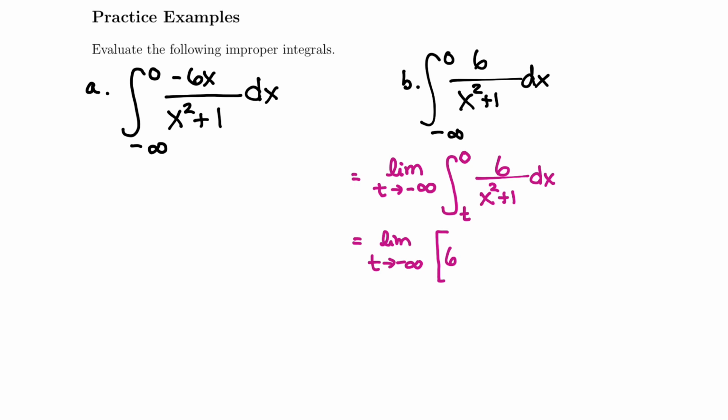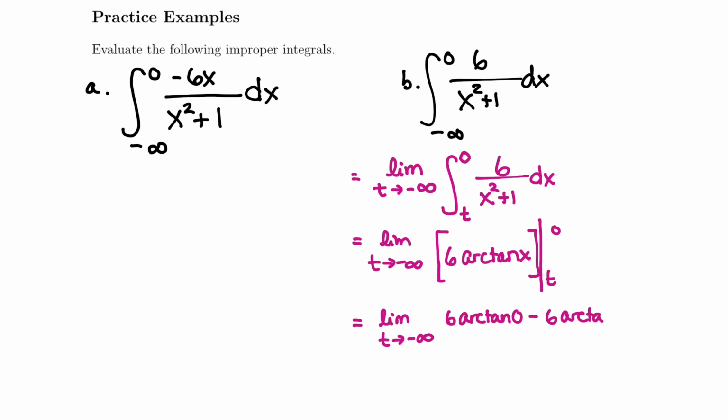Alex, you told me that 1 over x squared plus 1 is arctan. So the antiderivative of 6 over x squared plus 1 is 6 arctan. And then we plug our limits in. I like this problem, actually. Limit as t goes to negative infinity of 6 times the arctangent of 0 minus 6 times the arctangent of t.